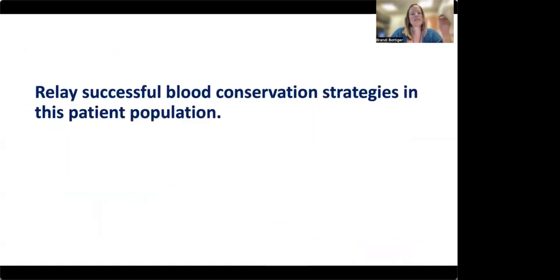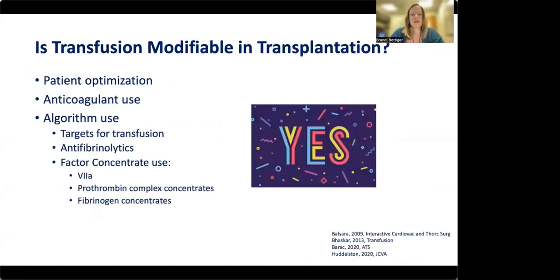So what I didn't mention is that transfusion in the donor also has adverse effects. So what are some successful blood conservation strategies in this patient population? What can we do? I think the correct answer is that it is modifiable potentially in this transplantation. And even though there's a narrow window of opportunity, I think that there's things that can be done to make things improved.